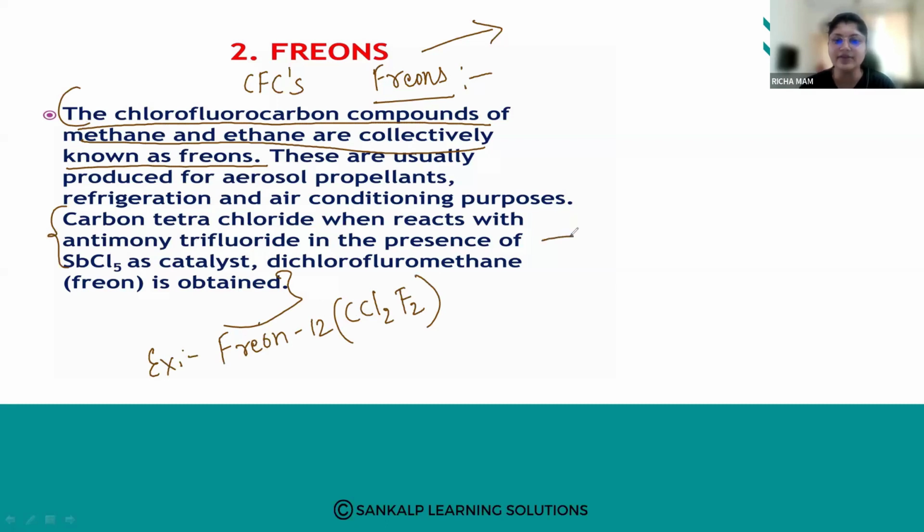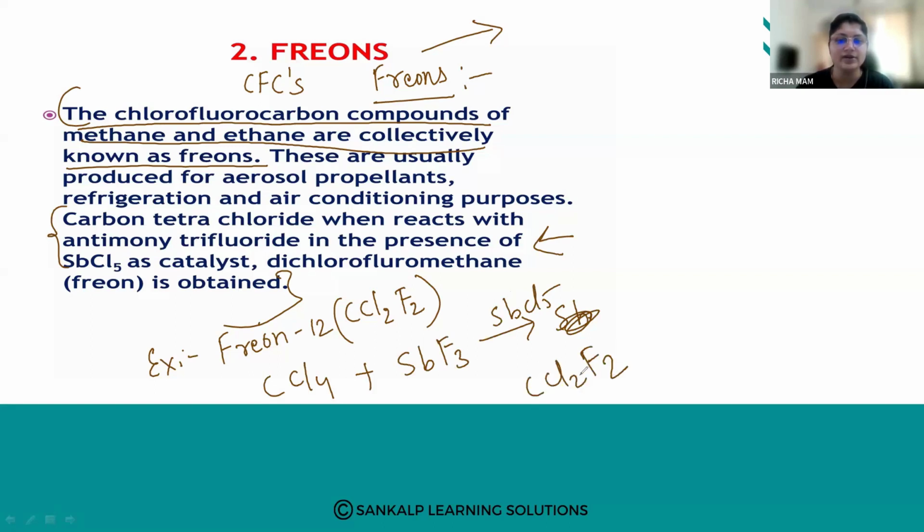So how is it prepared? Carbon tetrachloride, CCl4, when you react it with antimony trifluoride in the presence of SbCl5 as a catalyst, you get CCl2F2, dichlorodifluoromethane. Mark this as important. Next, going for the next.